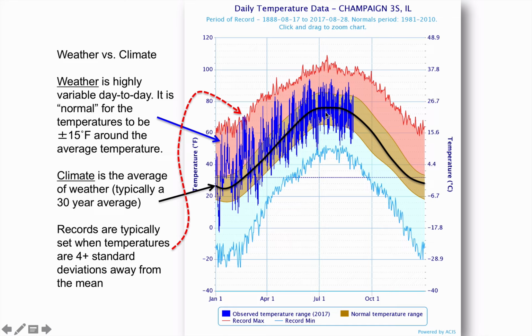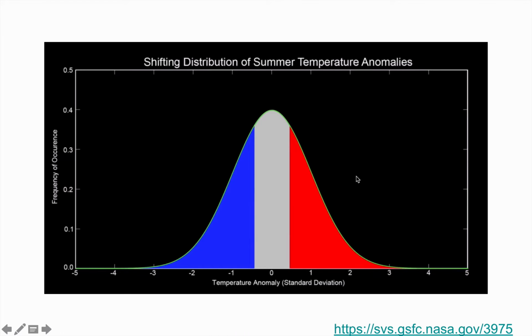Climate change occurs when the black line moves, not when you have the up-down movement here on the daily highs and lows. Now, just so you know, records are typically set when we're at least 4, maybe 5 standard deviations away from the mean. So that's how you get these lines that are on top. But look at this. This is highly variable weather.